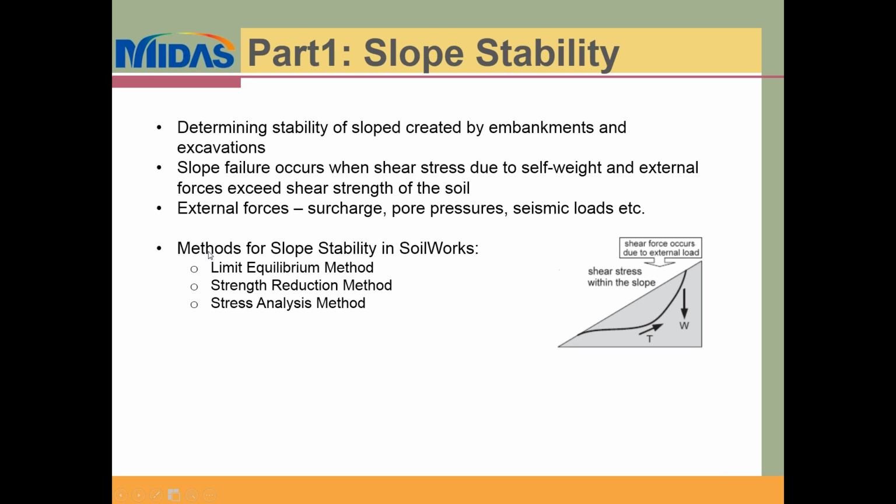The methods for the analysis of slope stability are of 3 types. The first one is the limit equilibrium, then the strength reduction method, and then the last one is the stress analysis method. These last two are finite element based.